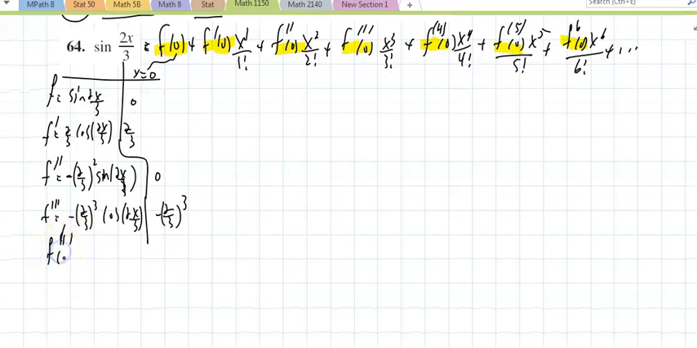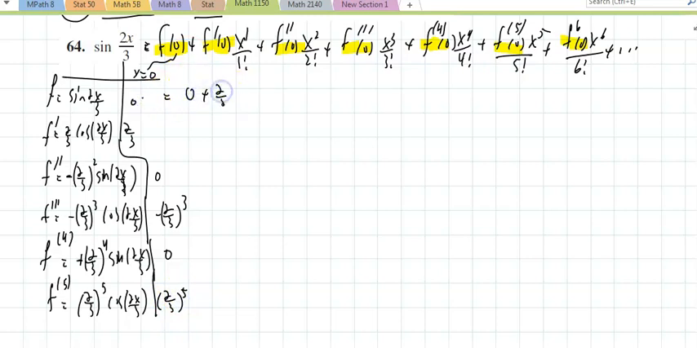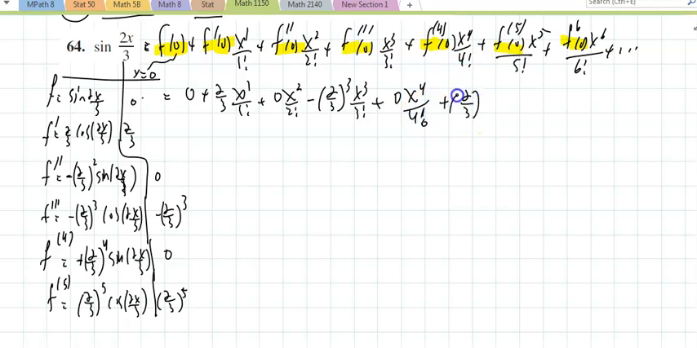The fourth derivative is going to be positive 2/3 to the 4th, the sine of 2x over 3. At 0, that's 0, and maybe the 5th derivative. That is 2/3 to the 5th power, the cosine of 2x over 3, and at 0, that is 2/3 to the 5th. That makes this a 0 plus 2/3 x to the 1 over 1 factorial plus 0x squared over 2 factorial minus 2/3 cubed x to the 3rd over 3 factorial plus 0x to the 4th over 4 factorial plus 2/3 to the 5th x to the 5th over 5 factorial, and the list goes on.